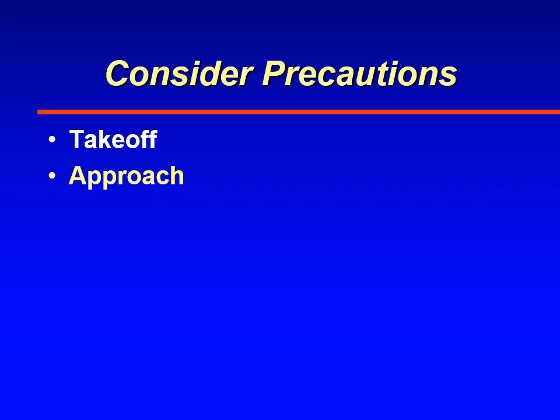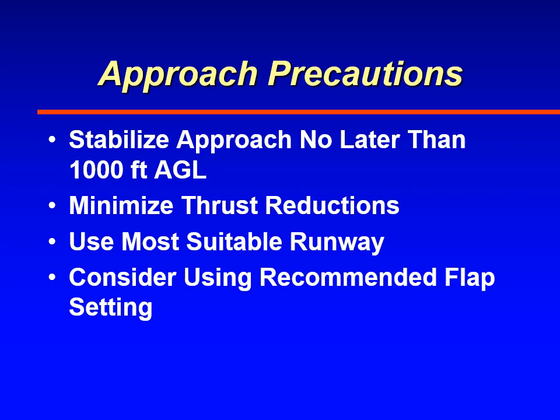If you're coming in for a landing, however, the precautions are a little bit different. Some approach precautions are things like a stabilized approach no later than 1,000 feet AGL, minimizing your thrust reductions. The reason for that is typically if you encounter a microburst on final approach, you'll get an increasing headwind first, which means you'll have a bump in airspeed, and typically that means reducing power or reducing thrust. So in this case, they want you to just leave the thrust setting or the throttle where it is.